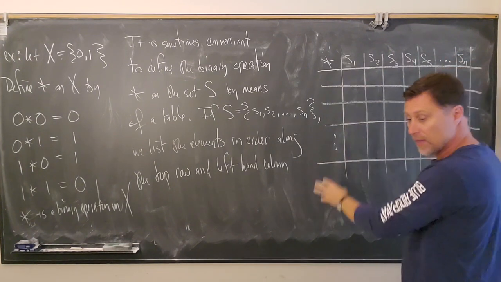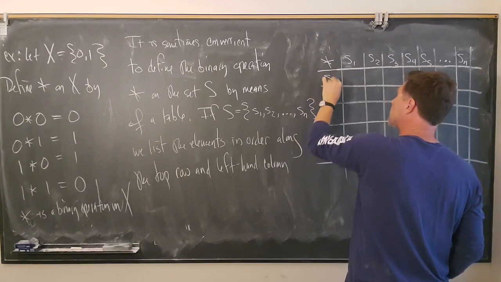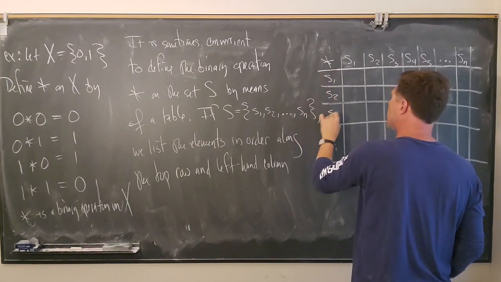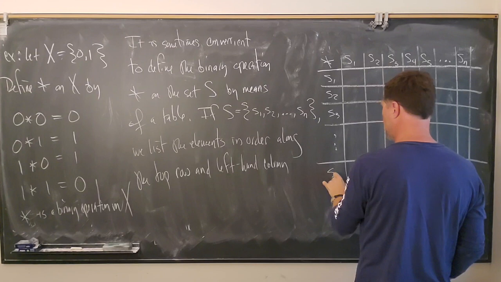Do the same thing along the left-hand side. So I've got an S1, an S2, S3, dot, dot, dot. Eventually I get to S sub n.